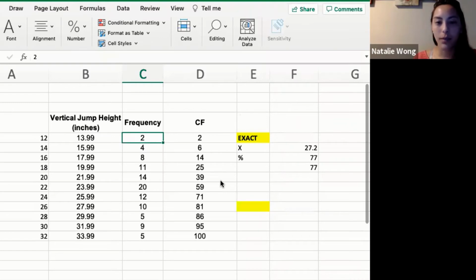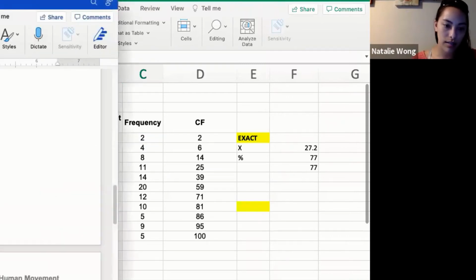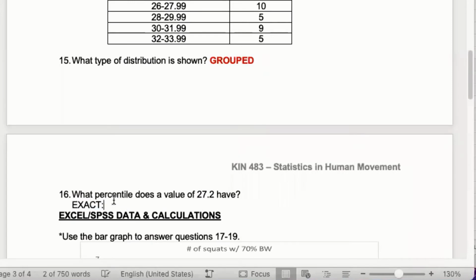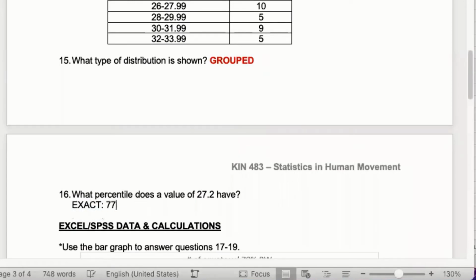Oh, I'm sorry, people watching the recording. The question was, do we need to use the raw data? Yes. If you're doing an estimated percentile, you have to have the raw data in order to calculate the mean and standard deviation, unless I give you the mean and standard deviation and then you just plug and chug. But with a grouped frequency distribution, you can only do an exact percentile. So we can go back to this. I'll take that out. And our exact percentile would be 77% or 77th percentile.